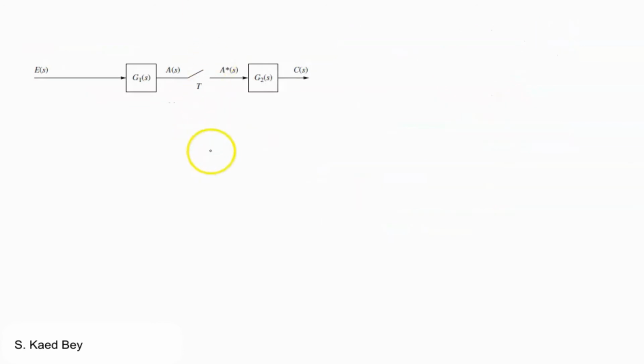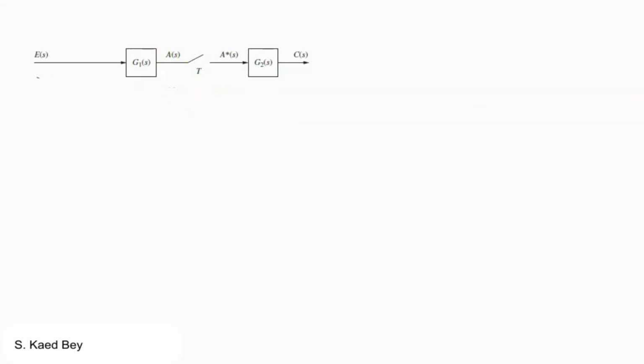Let's consider this example. The sample data open loop block system comprises of only one sampler. But what's interesting in this example is the input is applied to the analog element G1 of S before being sampled. Now the information of the input E of S is blended after it has been multiplied by G1 of S before the sampling occurs. In general, no transfer function can be written.